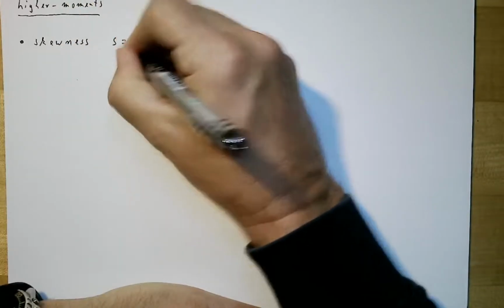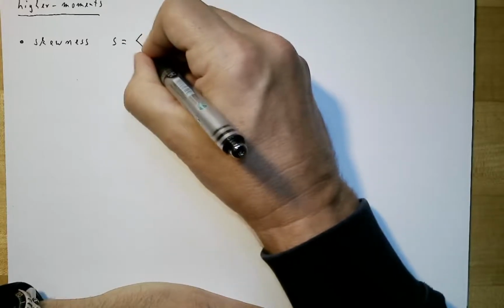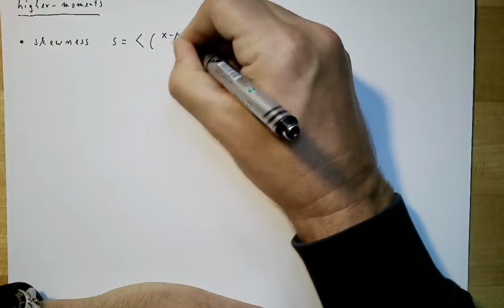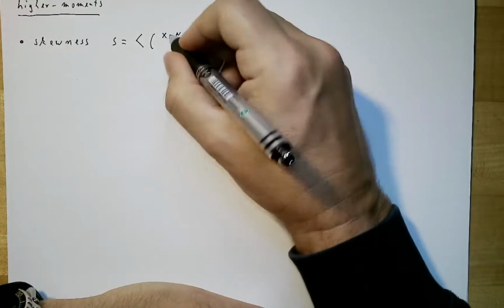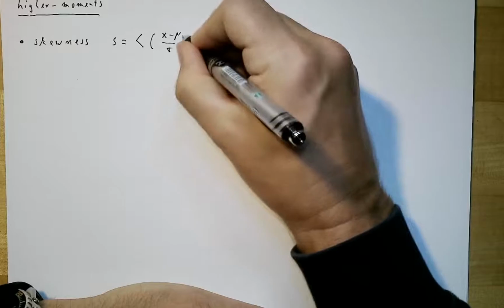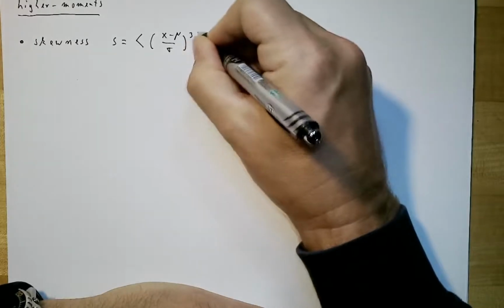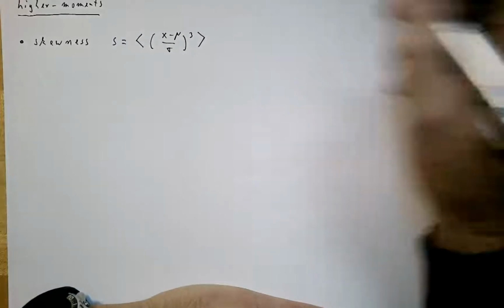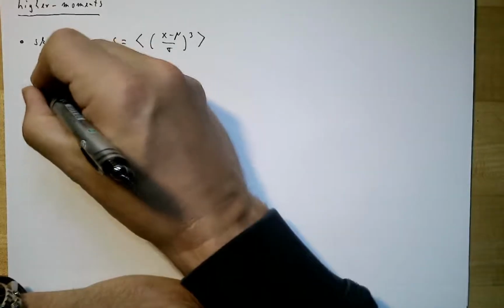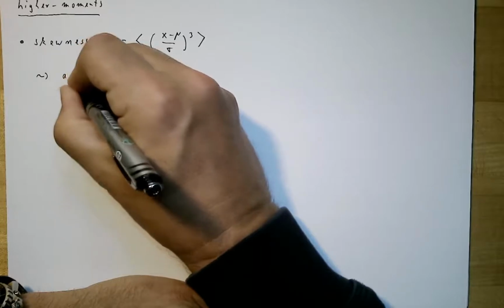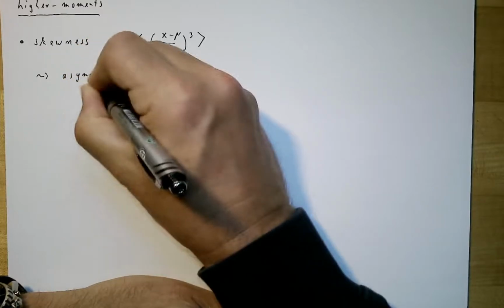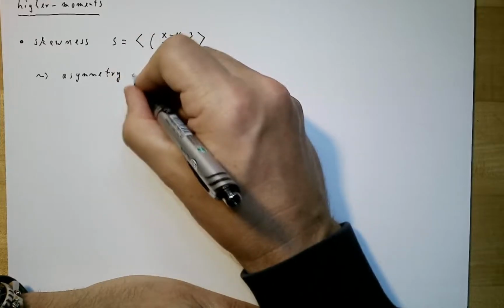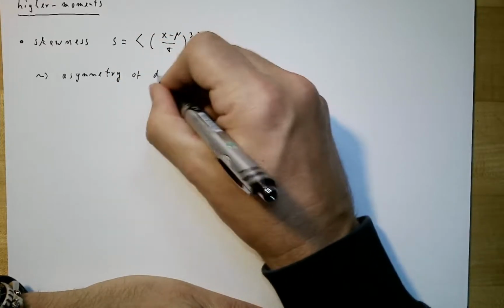So the skewness is defined also as an expectation value, and now we take the difference of the random number from the mean, we normalize by the standard deviation and take the third exponent here, and the skewness gives us some information about the asymmetry of the distribution.